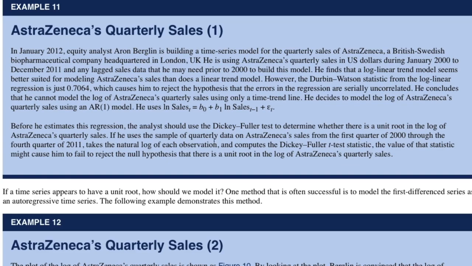If he uses the sample of quarterly data on AstraZeneca's sales from the first quarter of 2000 through to the fourth quarter of 2011, takes a natural log of each observation, and computes the Dickey-Fuller t-test statistic, the value of that statistic might cause him to fail to reject the null hypothesis that there is a unit root in the log of AstraZeneca's quarterly sales, in which case he'll say there's no point in modeling this. It is purely just a random walk. It's going to have no forecastability.